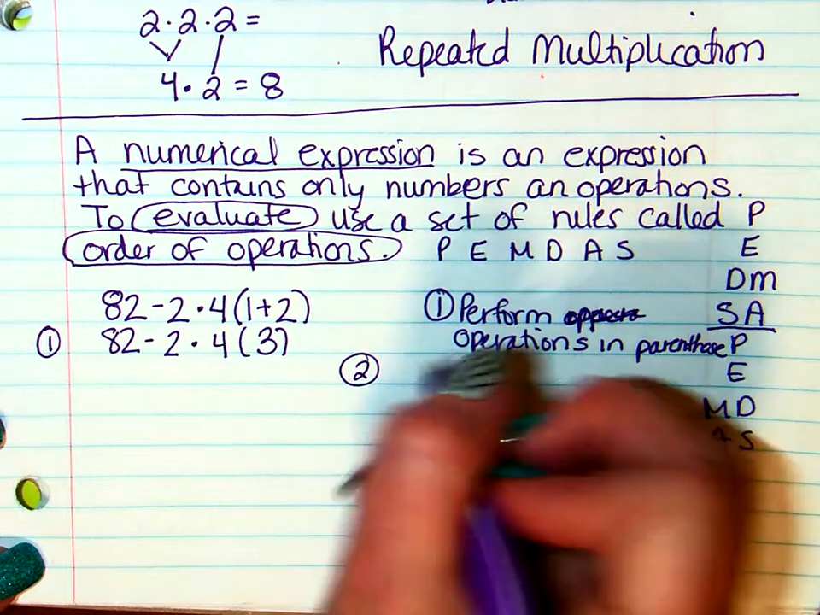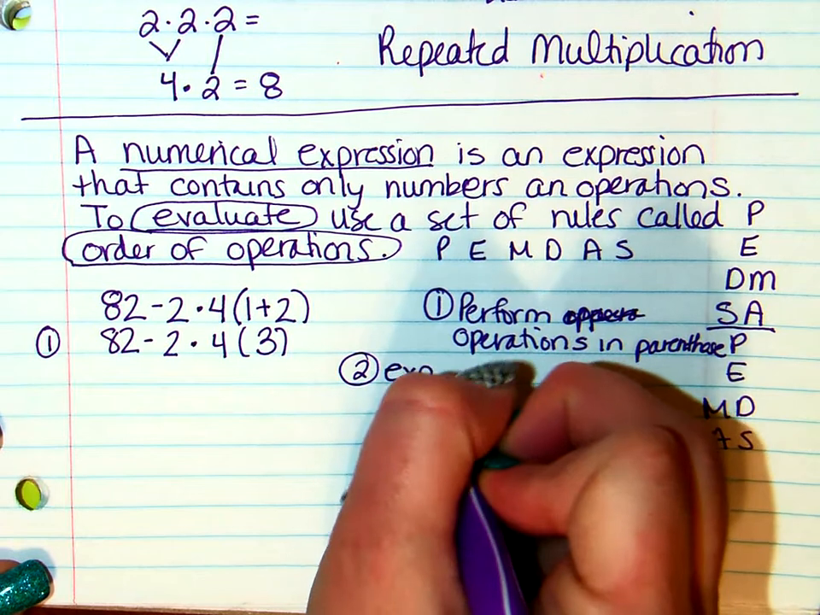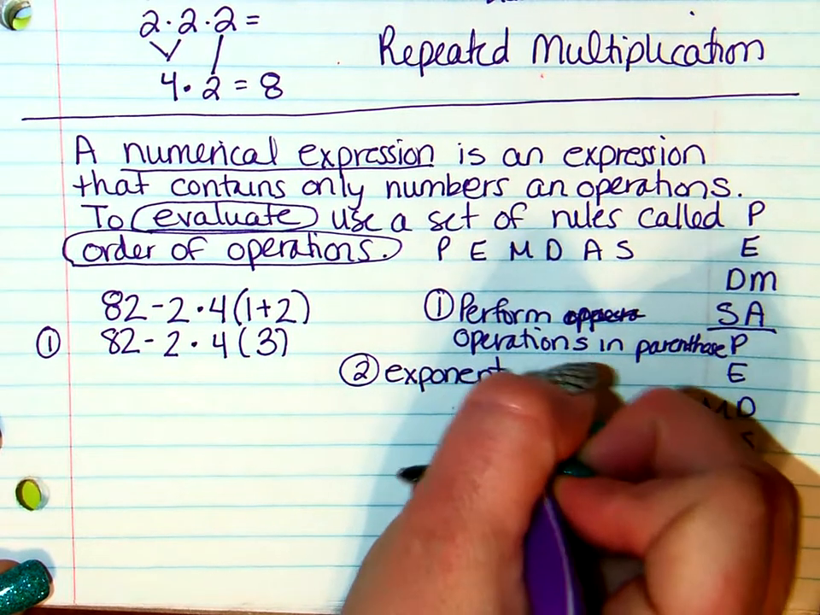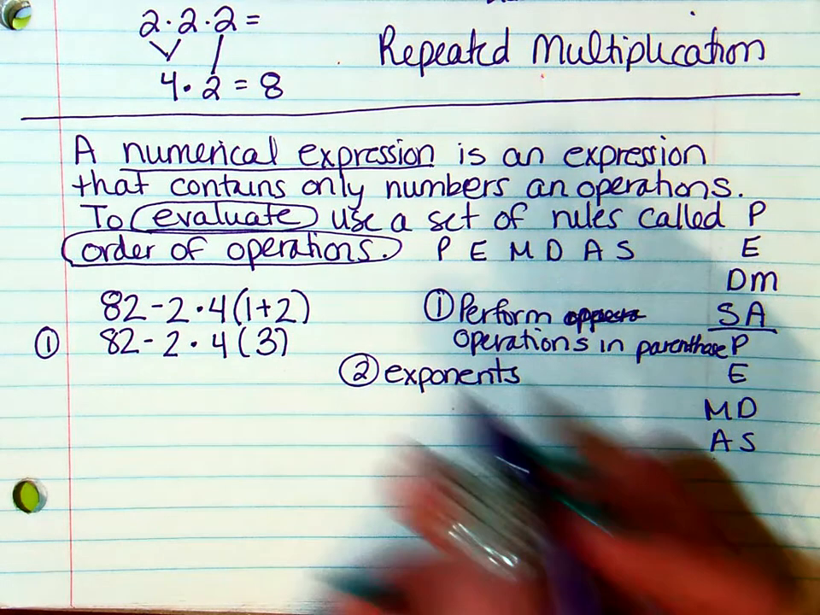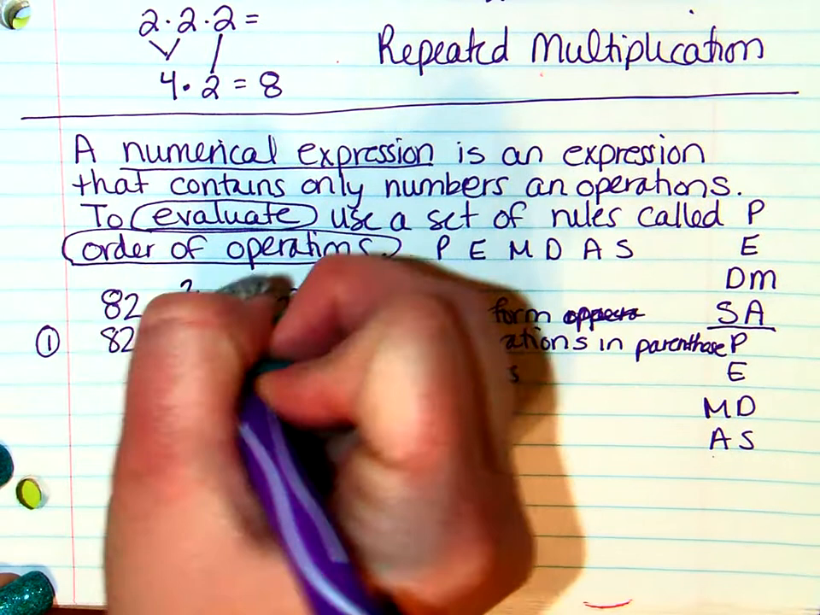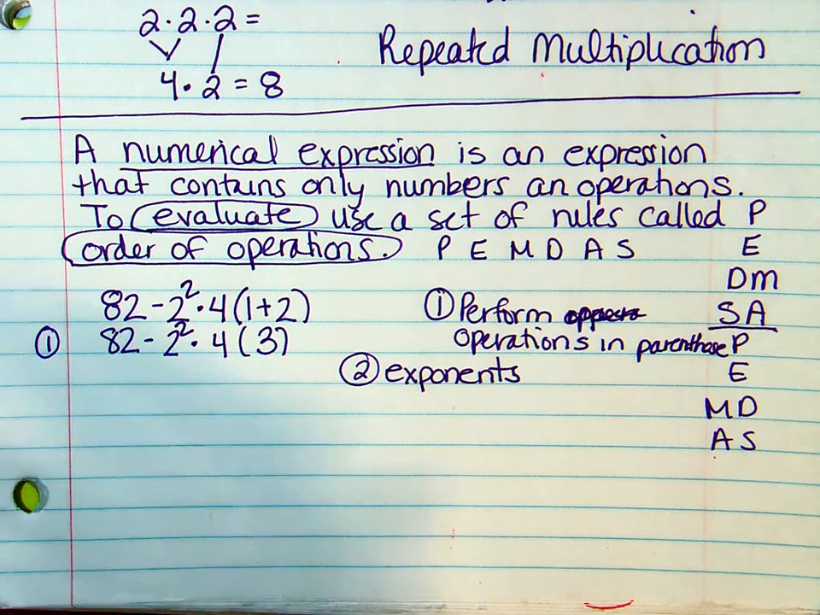Step 2, you're going to do any exponents. And I just realized I forgot to put the exponent in there. Oh my goodness. Let's go and put an exponent in there. Let's do this. There. Now our problem has everything in it. Now if there wasn't an exponent, you would just move on to the next step. But for the sake of this problem, I want there to be an exponent. So let's do it. Okay.